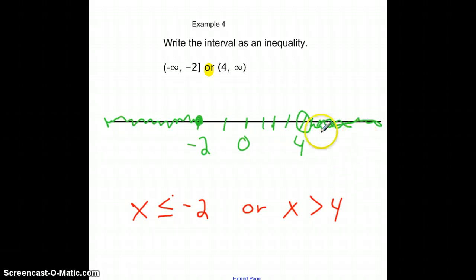All right, all these x's, all these solutions are bigger than 4. All these solutions are less than or equal to negative 2. We'll do some more practice with these, but again, these are called compound inequalities, and hopefully you feel pretty good with them. We'll hit on some practice with these when we get back into school.